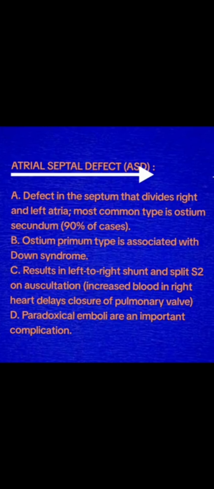Atrial septal defect. Defect in the septum that divide right and left atria. Most common type is ostium secundum, 90% of cases. Ostium secundum is a hole in the center of atrial septum. Ostium primum type is associated with Down syndrome. Result in left to right shunt and split S2 auscultation. Increased blood in right heart delays closure of pulmonary valve. Paradoxical emboli are important complication. Paradoxical emboli occurs when a thrombus crosses a cardiac defect into the systemic circulation.